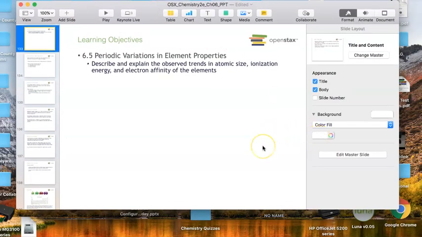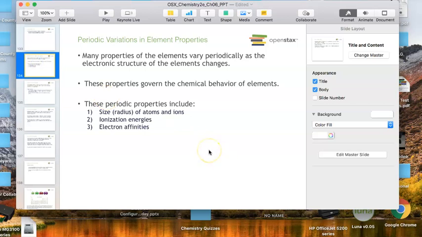All right, so our last section in chapter 6 deals with learning about atomic size, ionization energy, and electron affinity for the elements. So many properties of elements vary periodically as the electronic structure of the elements changes. These properties govern the chemical behavior of elements. So these periodic properties include atomic radius or atomic size, size of atoms and ions, ionization energies, and electron affinities.